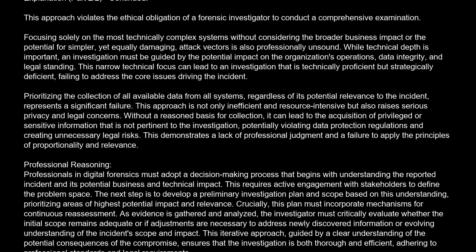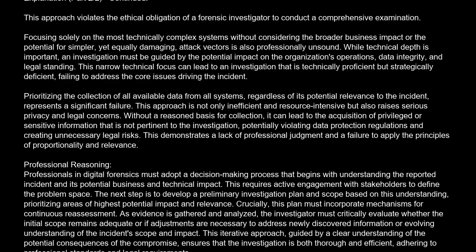Professional reasoning. Professionals in digital forensics must adopt a decision-making process that begins with understanding the reported incident and its potential business and technical impact. This requires active engagement with stakeholders to define the problem space. The next step is to develop a preliminary investigation plan and scope based on this understanding, prioritizing areas of highest potential impact and relevance. Crucially, this plan must incorporate mechanisms for continuous reassessment.